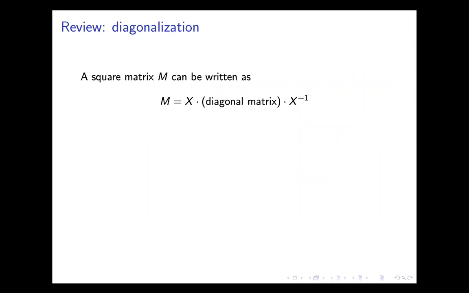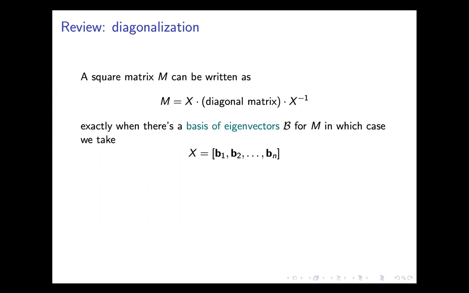So in other words, a square matrix M can be written as X times a diagonal matrix times X inverse exactly when there is a basis of eigenvectors script B of M, in which case we just take X to be formed by columns of the basis vectors.